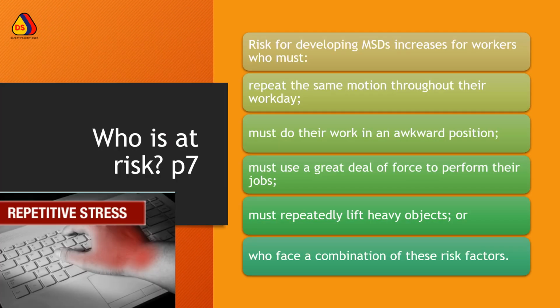We will start off by identifying who is at risk. A worker who is at risk of developing a musculoskeletal disorder may repeat the same motion throughout their workday. They may do their work in an awkward position or use a great deal of force to perform their jobs. They may repeatedly lift heavy objects or, unfortunately, face a combination of all of these risk factors.